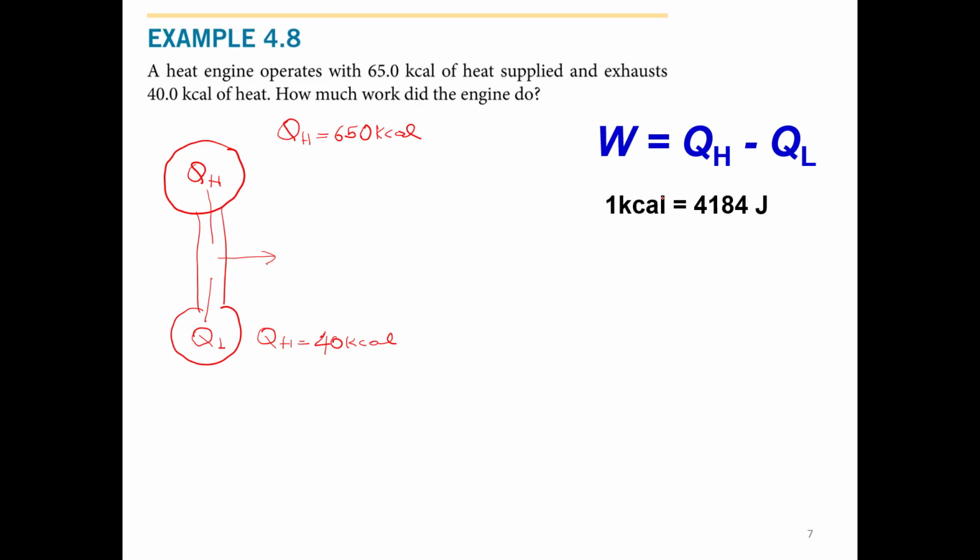Then let's apply the equation. Work equals 65 calories minus 40, and we know here we had 25.0. Then here the work is 25, and we can see that the amount of energy we supply equals the work plus the energy we lose, which is 65.